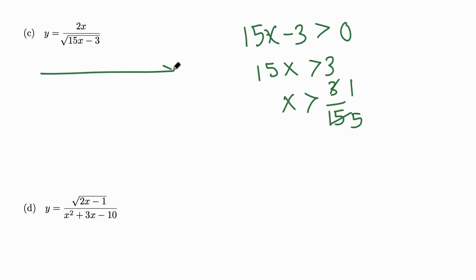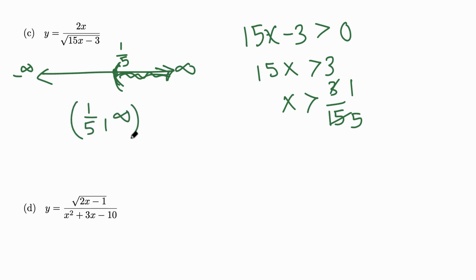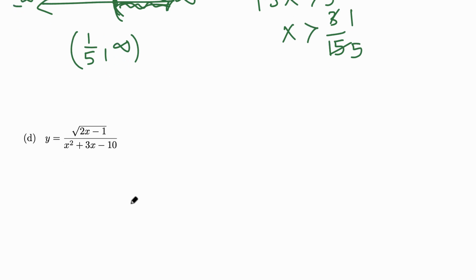So here is the number line. x must be bigger than 1/5. 1/5 is somewhere here, a positive number, and x is strictly bigger than it, not including this. So we get a parenthesis, and bigger means on the right-hand side. So 1/5 and all the way to infinity is the domain.